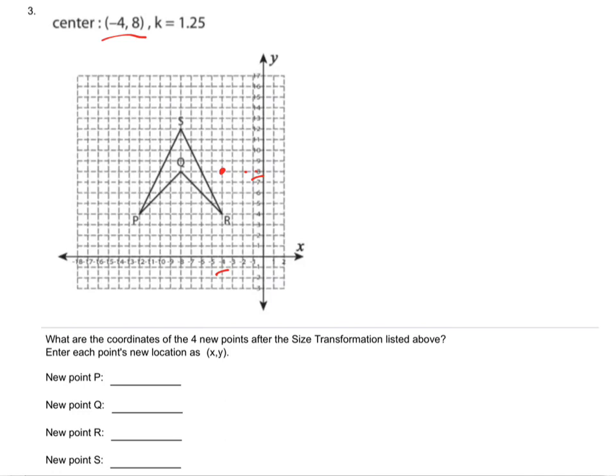Minus 4, 8. So there's the center, minus 4, 8. And we're going to go point by point. Let's start with point P. How do we get from the center to point P? Well, we go over 1, 2, 3, 4, 5, 6, 7, 8, down 1, 2, 3, 4. Over 8, down 4. But what are we supposed to multiply by? 1.25, because that's our scale factor.